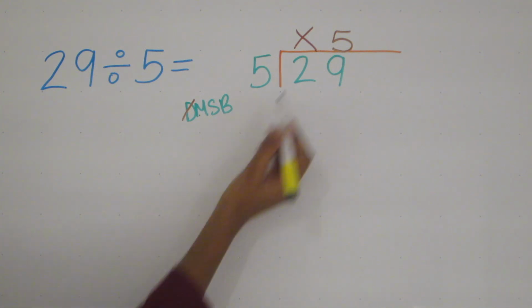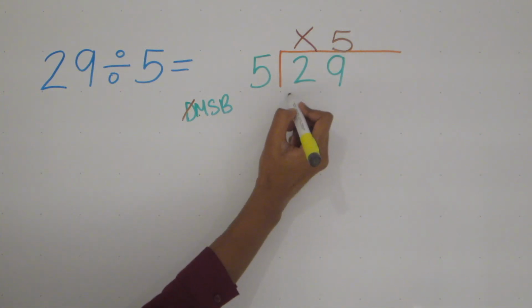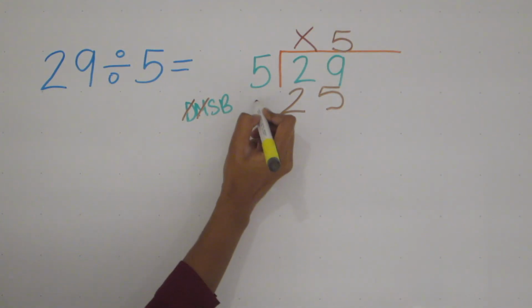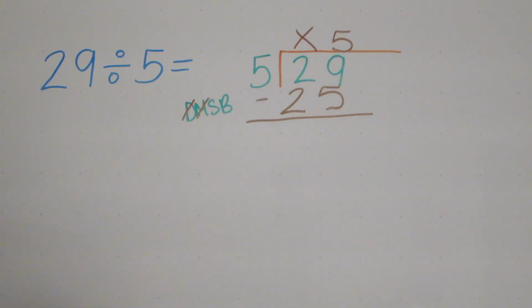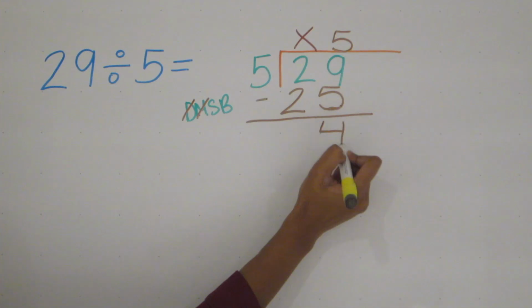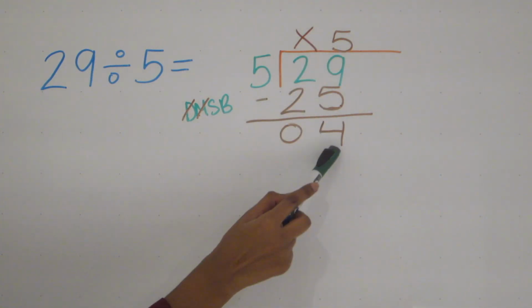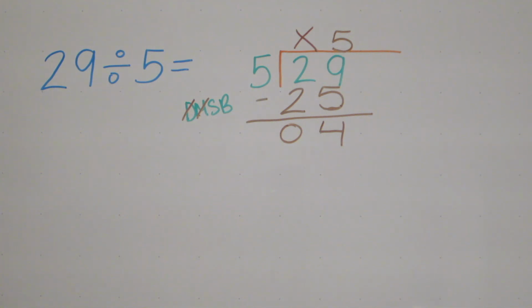Next is multiplication. 5 times 5 is 25. Next is subtraction. 9 take away 5 gives us 4. 2 subtract 2 is 0. So now we have nothing to bring down, and every number inside the house has a number on top. So now we know that 29 divided by 5 is 5 remainder 4. But they don't want the answer in remainder form. They want it in decimal form.